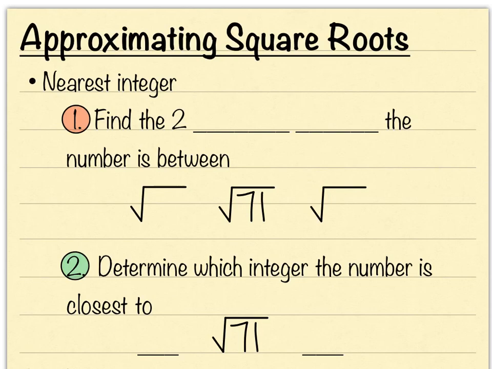Okay, so section 7.4 is titled Approximating Square Root, so let's get in and how to do that. We'll start with the nearest integer. That's what we're going to look at right now. When we're approximating a square root to the nearest integer, we're going to find the two perfect squares that the number is between.